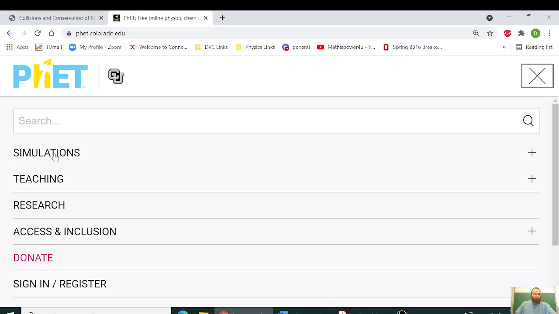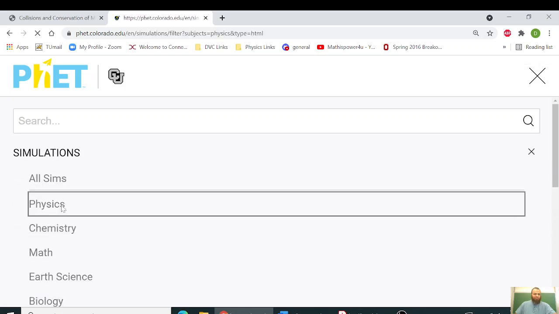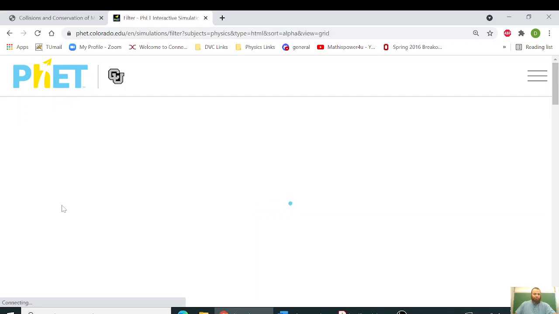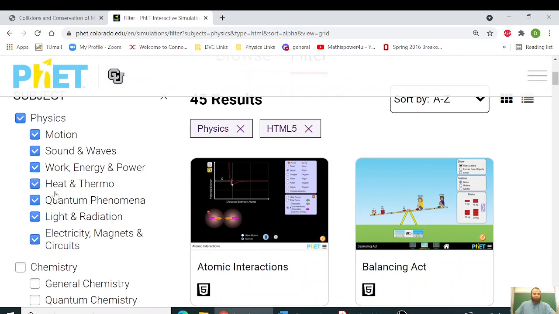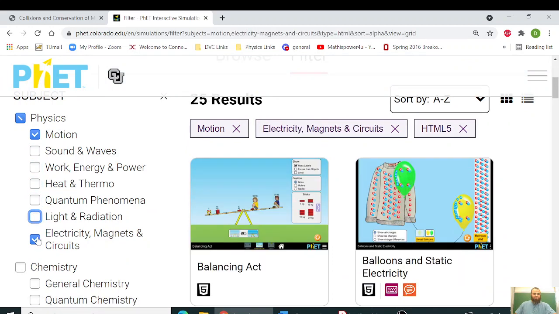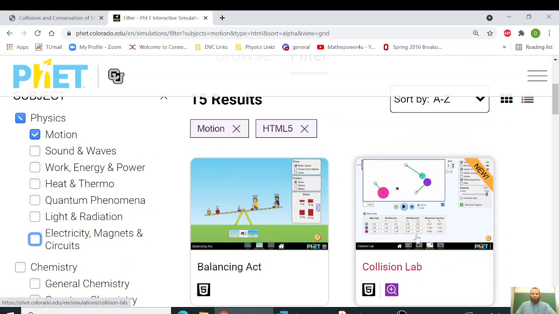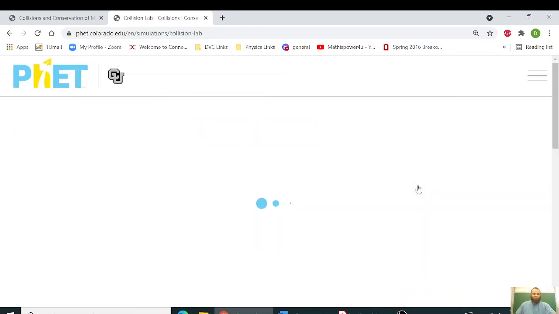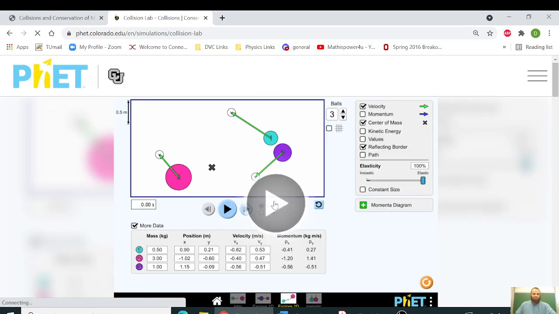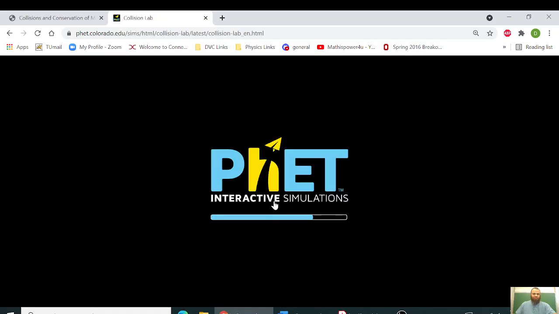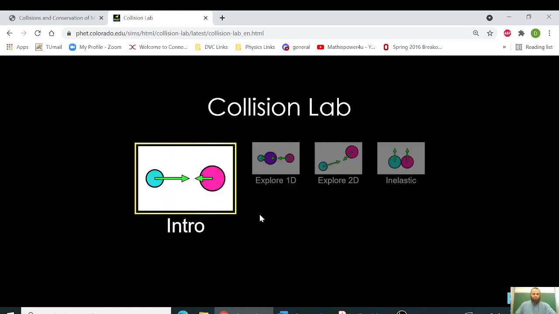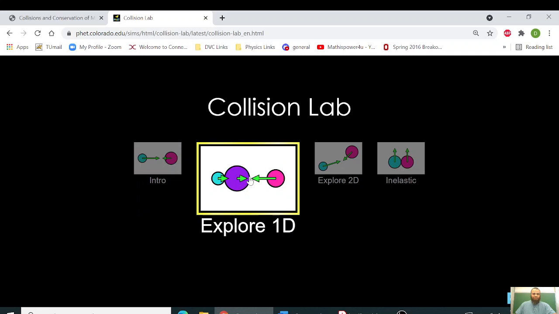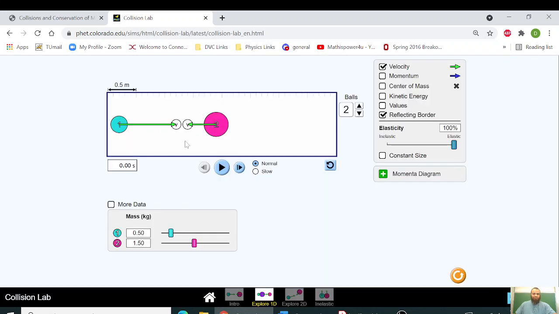and I will go to simulations, physics, and I'm going to uncheck all these boxes here. I'll just leave the one that has to do with motion, and the collision lab is right next to us. So click on the collision lab, and it should open right in the browser. It gives you a few options. We're going to explore one dimension, explore 1D. Click on it, and there we go.